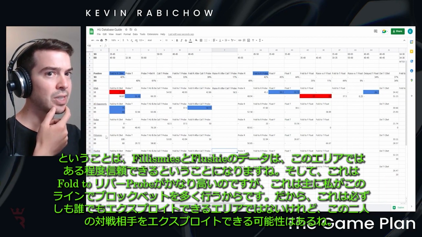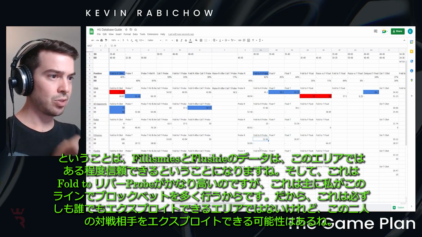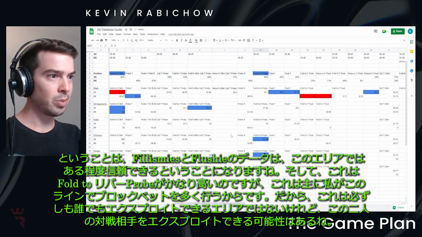Yeah. So I have the biggest samples against Philizmies and Flushy, which means that their data should be somewhat reliable in this area. And this is a pretty high fold to river probe, mainly because I do a lot of block betting in this line. So this is not necessarily an area to exploit everyone, but potentially an area to exploit these two opponents.